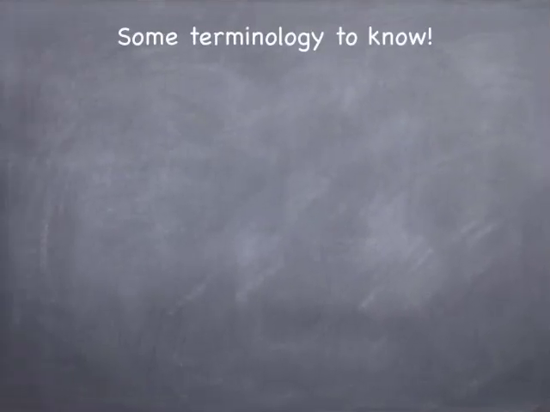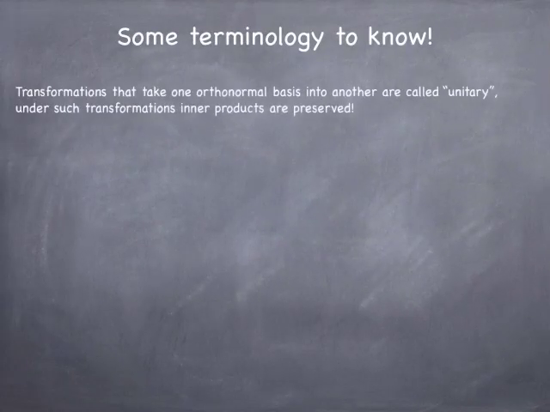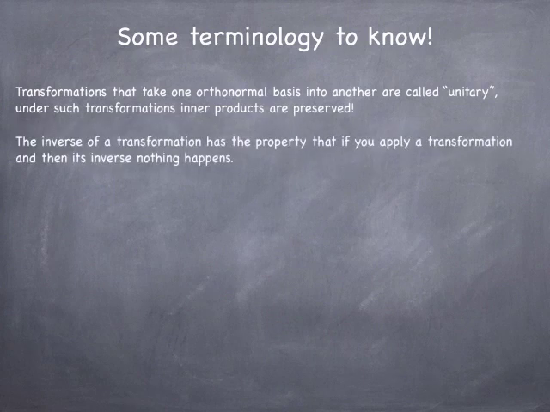Okay, let's just go over some terminology real quick. Transformations that take one orthonormal basis into another are called unitary. Under such transformations, inner products are preserved. So you can think of a unitary transformation as kind of like a rotation. It keeps the vectors' lengths the same, it keeps the angles between all vectors the same, but it just rotates them in some way. Okay? The inverse of a transformation has the property that if you apply a transformation and its inverse, you get the identity, or nothing happens.